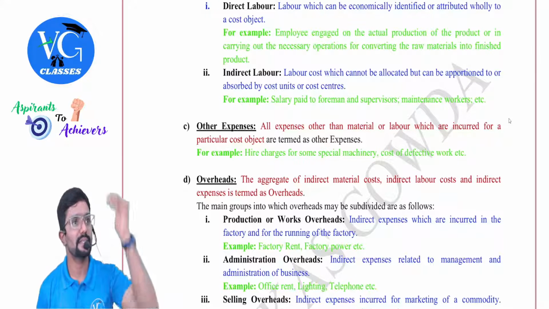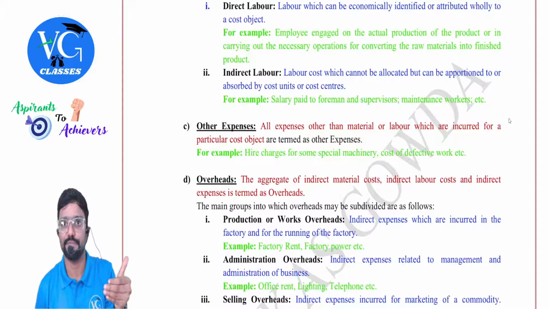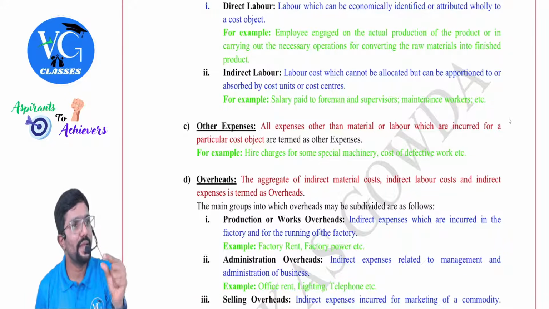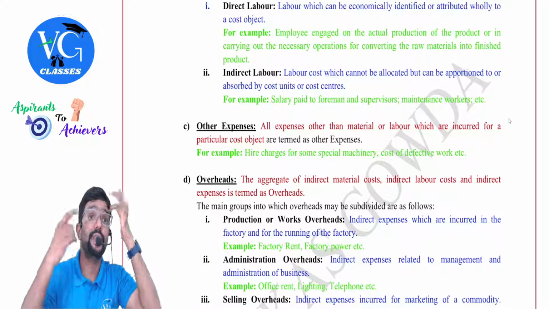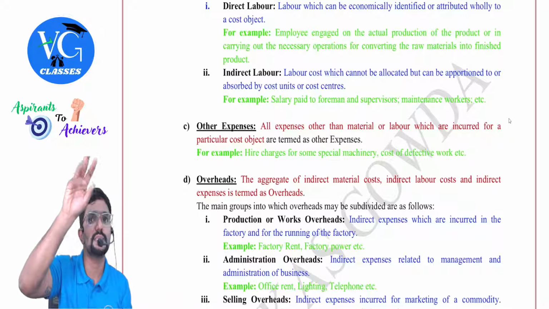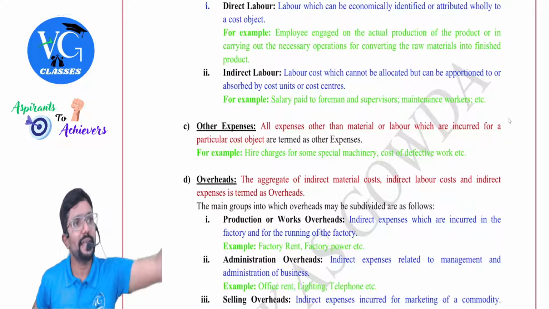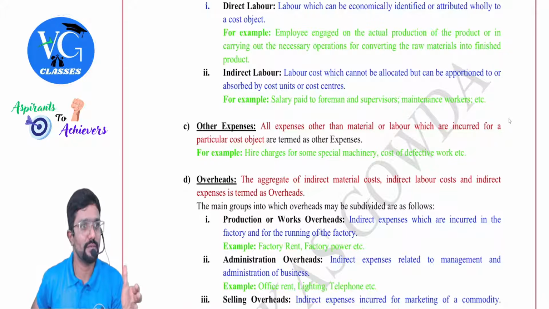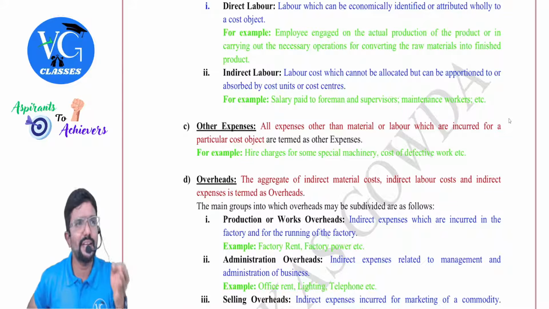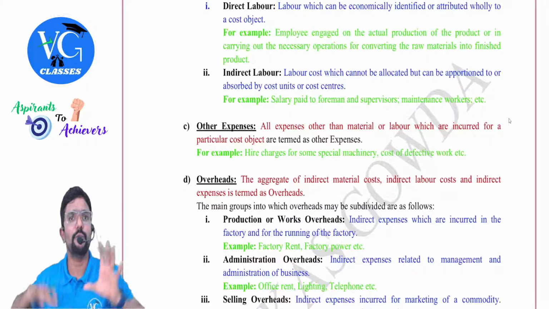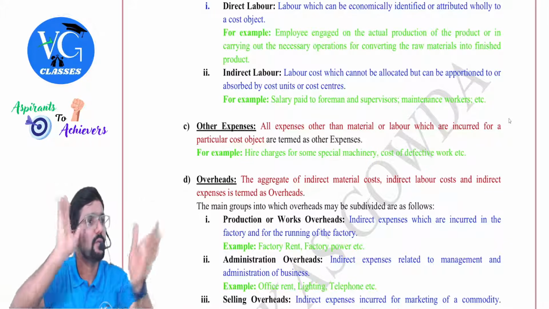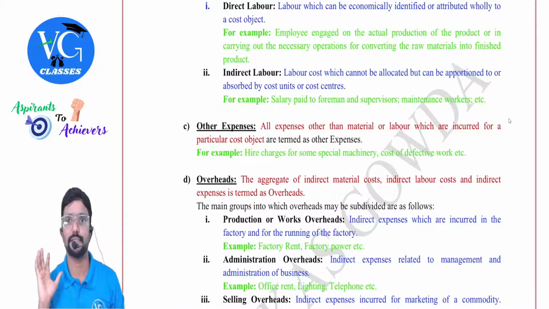Or else assume, guys, I have taken a machinery on rent. I have to pay for each and every unit I produce using that machinery. I have to pay a rent of 2 rupees. What is this? Other direct expenses. Or else I have taken a patent right to manufacture. Using this patent right, for each and every unit I produce, I have to pay a royalty of 10 rupees. What is this? Other direct expenses.